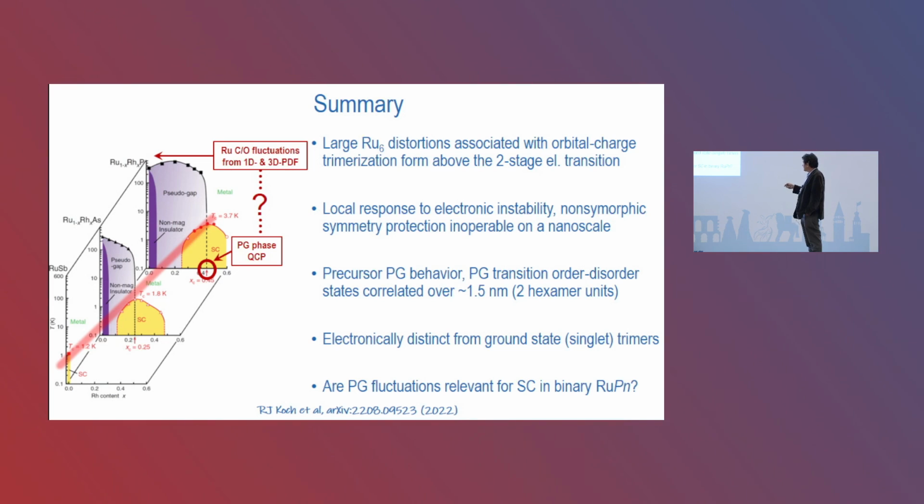Then the question is, of course, on this phase diagram, since we are probing the regime just above the pseudogap in the parent compound, whether those pseudogap fluctuations embodied in this hexamer kind of object are relevant for superconductivity, meaning is it the orbital charge sector that is somehow involved in either the superconducting mechanism or the enhancement of Tc. With that, I thank you for your attention. Thank you very much.